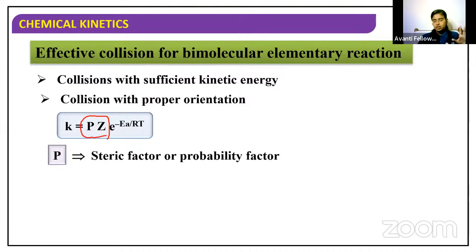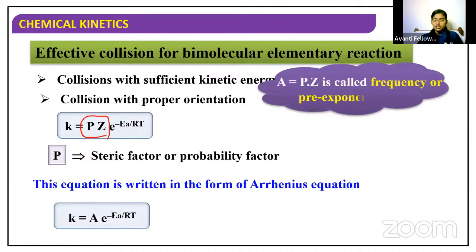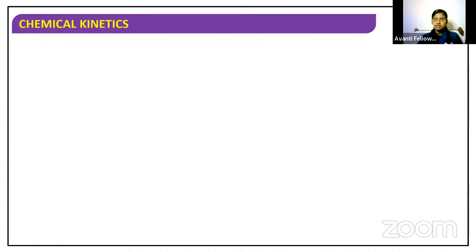That is denoted by the letter P. It comes from proper orientation. This equation is written in the form of the Arrhenius equation, where k is equal to A into e power minus Ea by RT. Instead of A, we have PZ here in this equation. Got it? Where A is equal to PZ, it is called the frequency factor or pre-exponential factor.